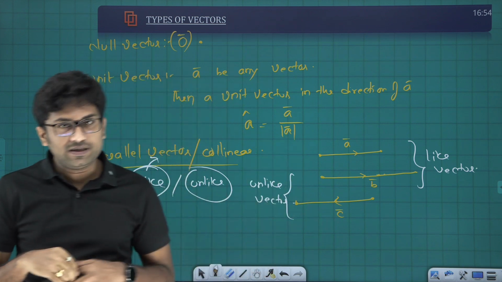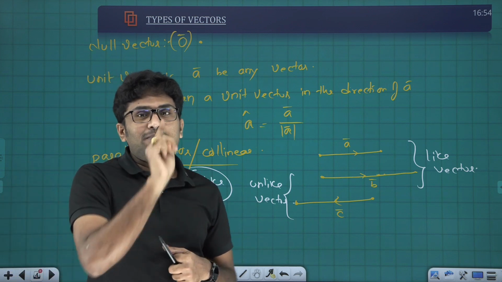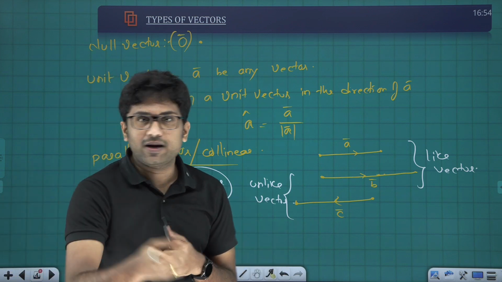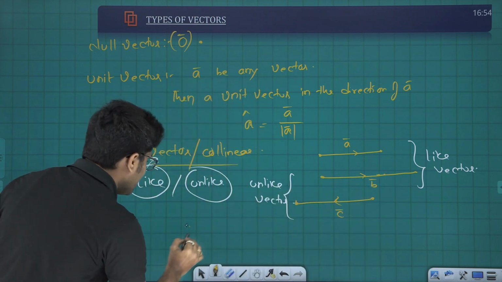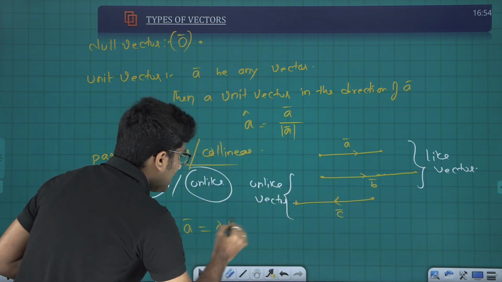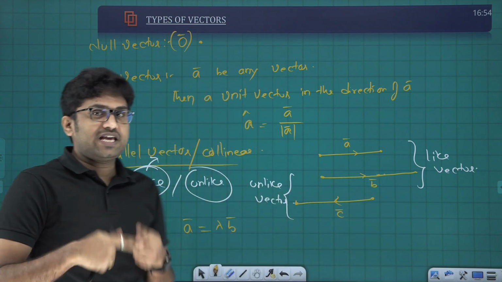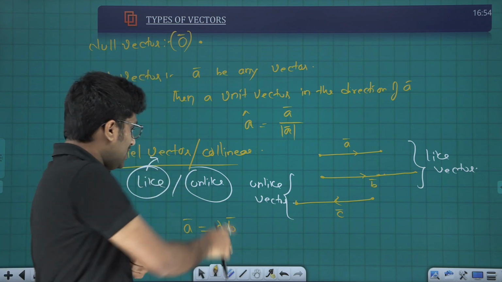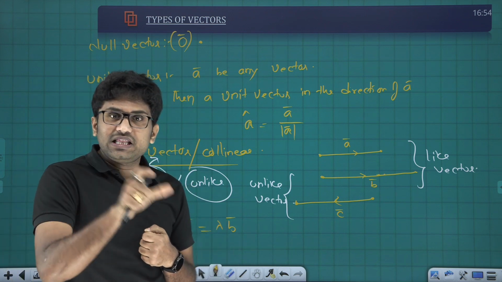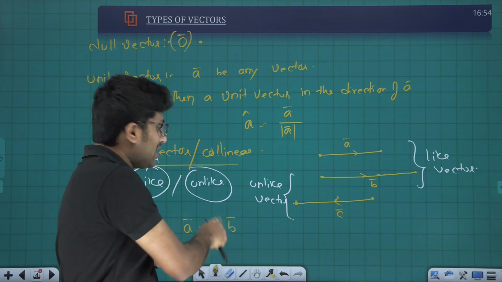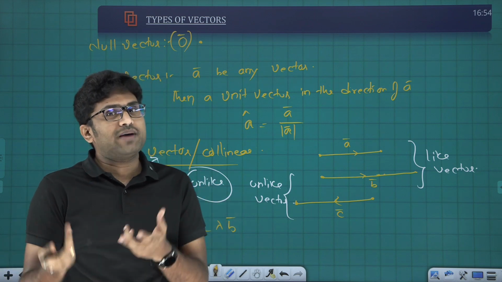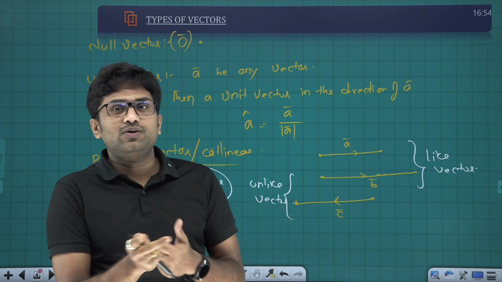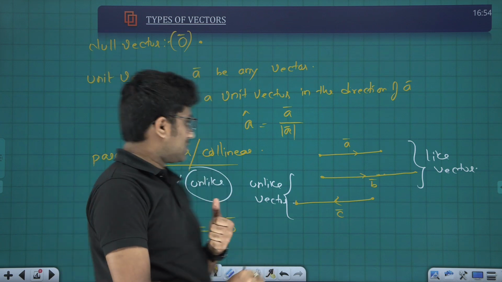And most important thing, if two vectors A bar and B bar are collinear, then we can write one as a scalar times the other. A bar is equal to lambda times B bar. If this lambda is positive, then they will be in the same direction. If lambda is negative, then they will be in the opposite direction. If lambda is positive, we call them like vectors. If lambda is negative, then we call them unlike vectors.